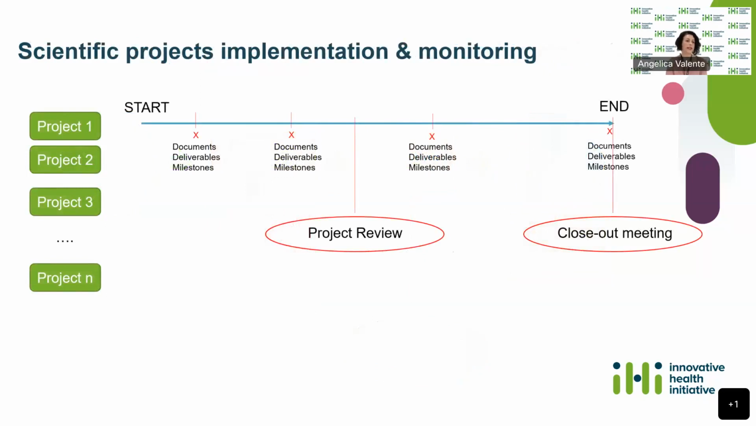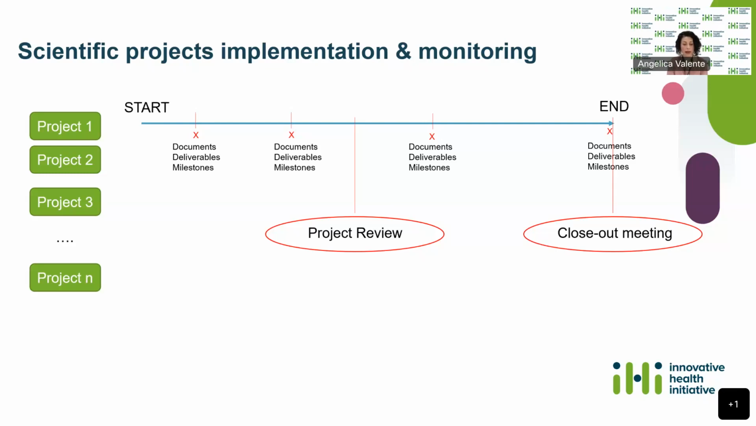Once the project starts, there is a period we call the project implementation, during which we monitor the progress of the project. At certain times, for example, we see the documents that they have produced, the submission of some deliverables, and the achievement of milestones. And more or less at the midterm of the project implementation, we hold the project review meeting, during which we analyze the progress of the project from the moment it started until the day of the meeting.